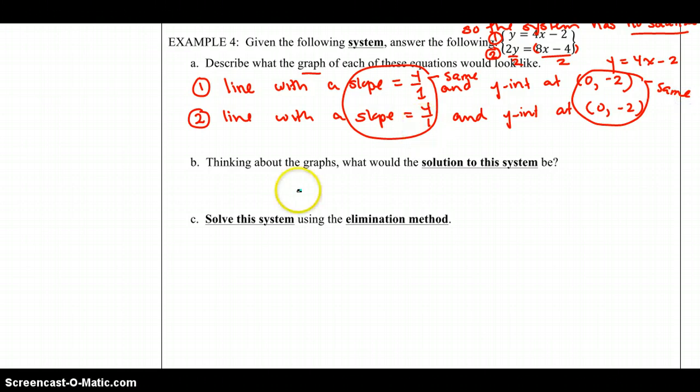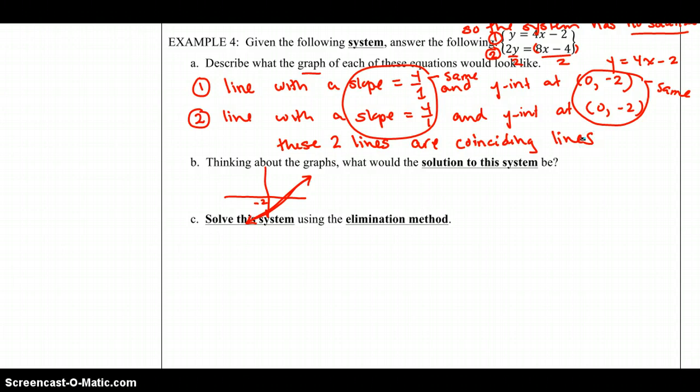So two lines that have the same slope, and if they both cross the axis down here at negative 2 and have a slope of 4, we pretty much have two lines that are right on top of each other. These are called coinciding lines. So these two lines are coinciding lines.